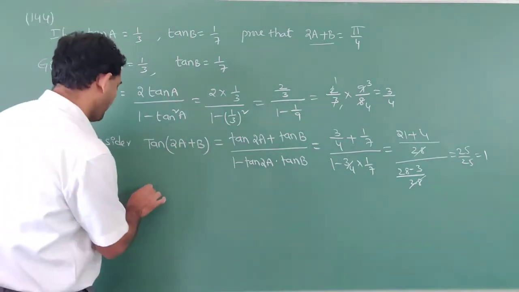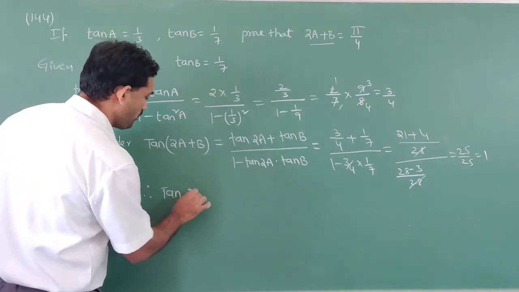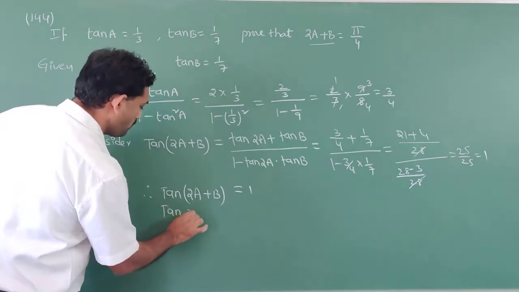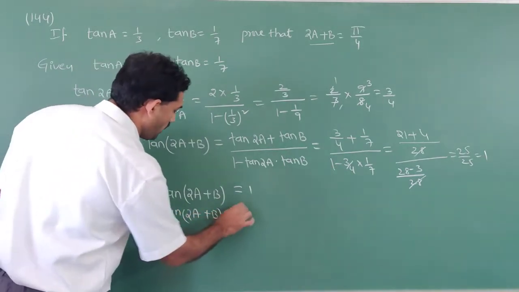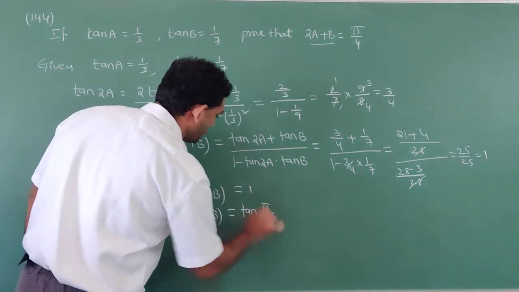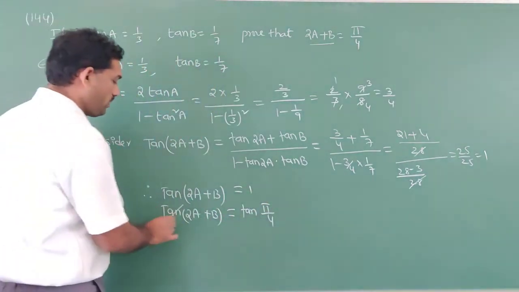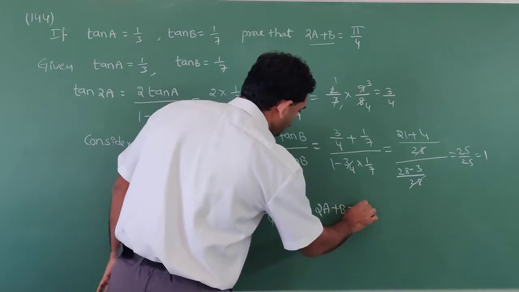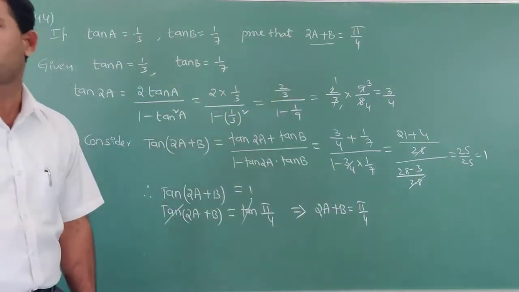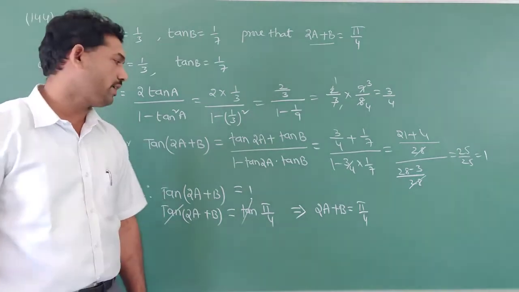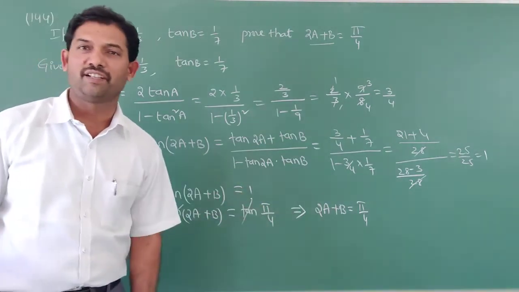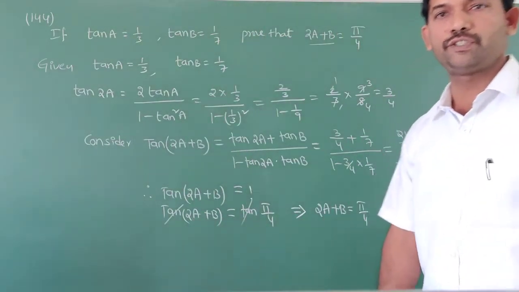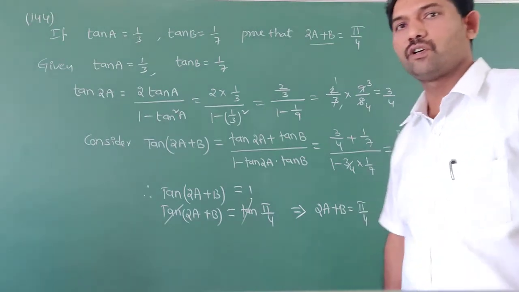So our solution is tan of 2A plus B is equal to 1. Tan of 2A plus B equal to 1 can be written as tan pi by 4. Both sides tan cancel, so our solution is 2A plus B is equal to pi by 4. That is our solution. Understand students? Very simple question. Note down fast.